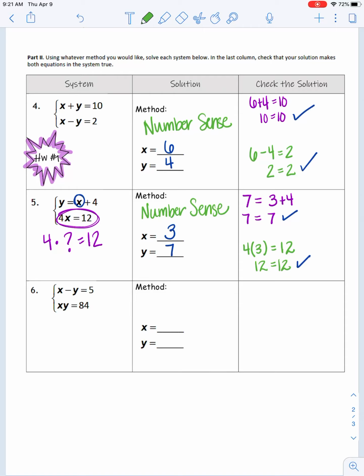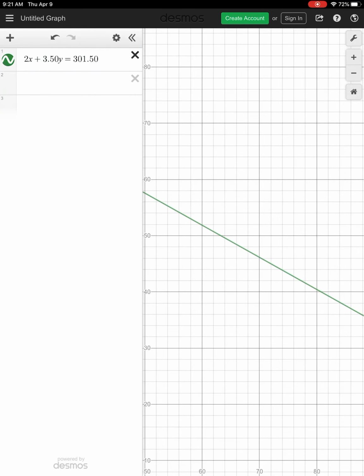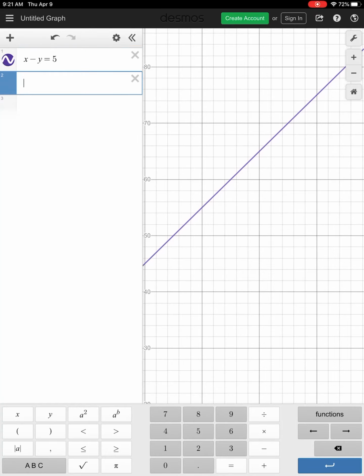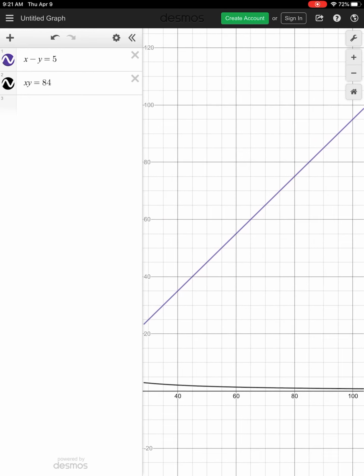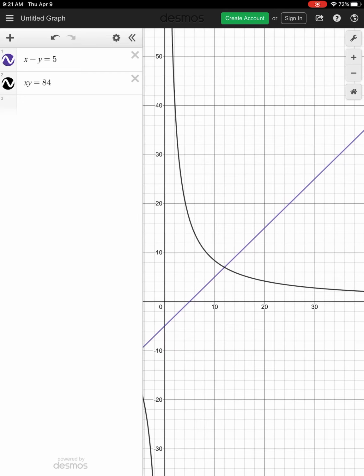So for this one, I might go to my Desmos, I might go to my graph, and I think I will. So I'm gonna go back into Desmos and use graphing. Okay, so remember we type in our first equation, x minus y equals 5. And my second one is xy equals 84. Okay, I'm gonna have to do some moving around in my graph to find this one.